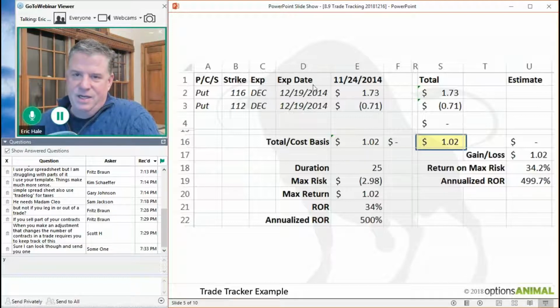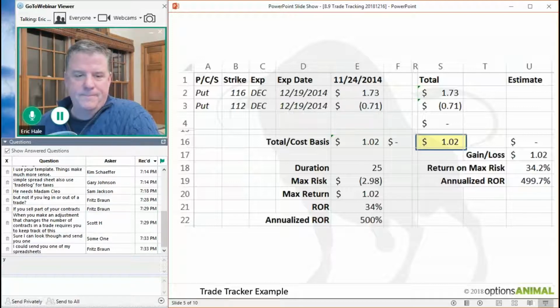So we have the duration here. The duration would be the difference between the day that I placed the trade and the expiration. Of course, that duration could change, right? When we make an adjustment, we might add more time. Fritz, if you've got one, I can take a look at it, and I'll just build it off of your numbers and build another one the way that I would do it.